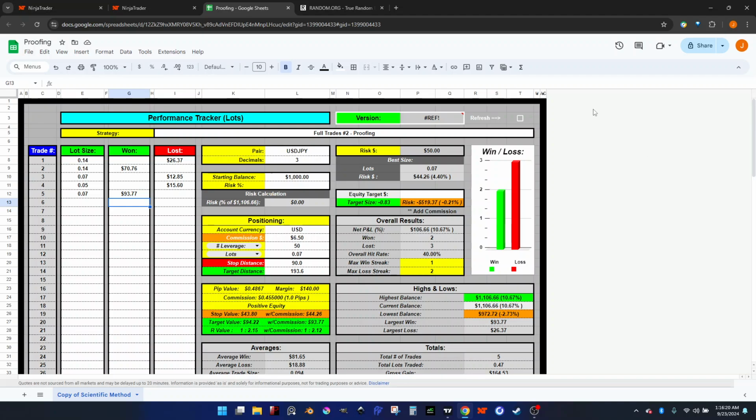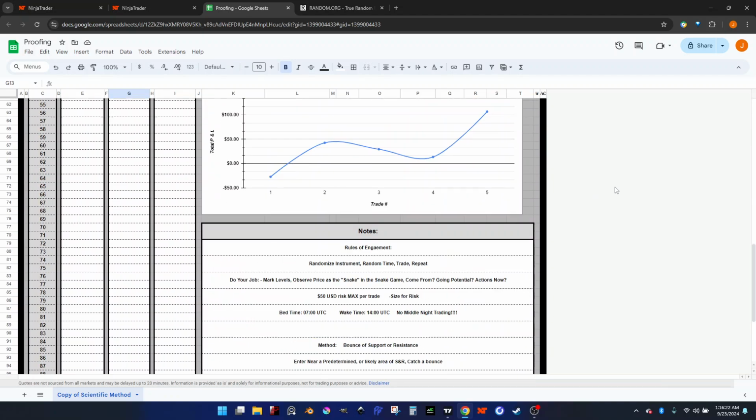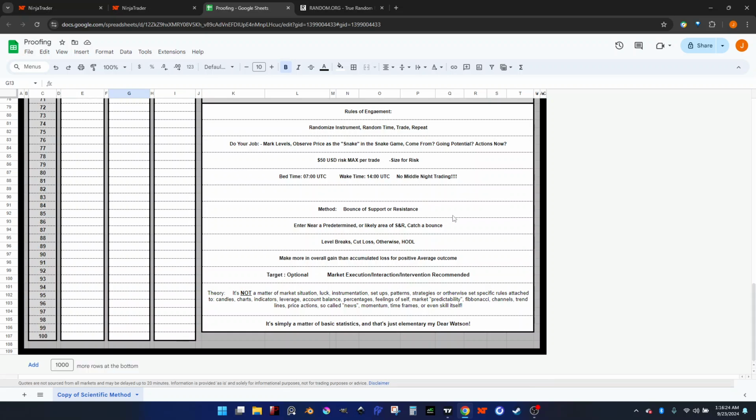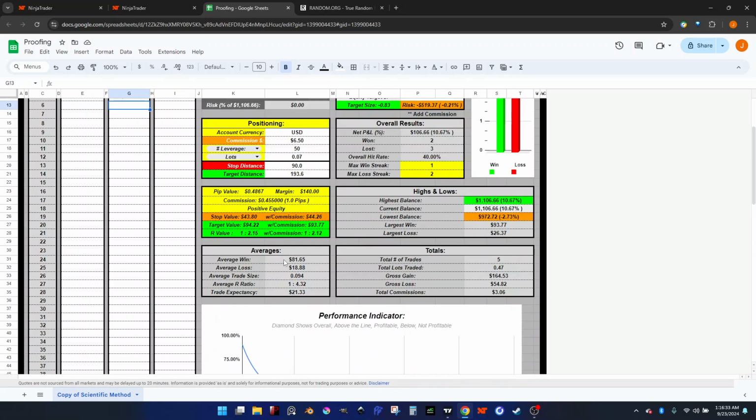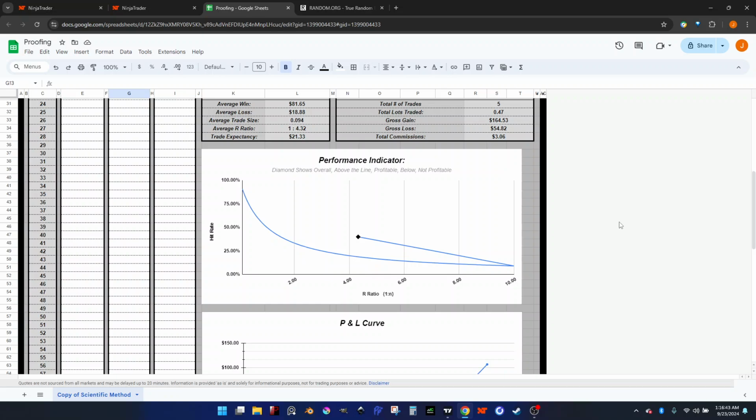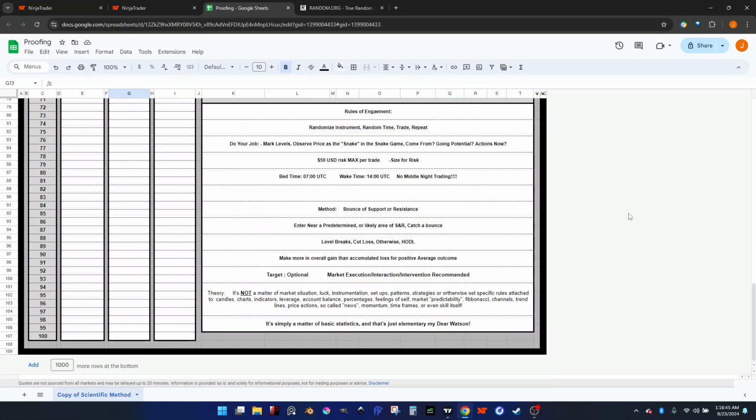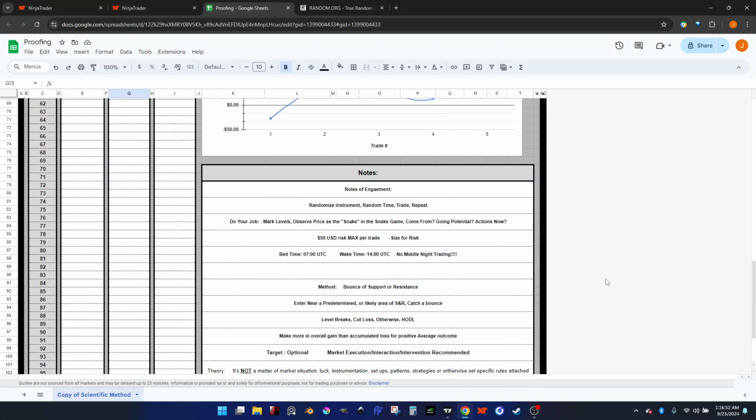But just by simply keeping it simple, look for a bounce off support or resistance. If the level breaks, cut it loose. Otherwise, hang on. And you just try to make more in the average win than the average loss. Keep this over 1-to-1 and you will make money, because that is where your money comes from. It's very, very simple. It's just a matter of basic statistics, and that's just elementary, my dear Watson.